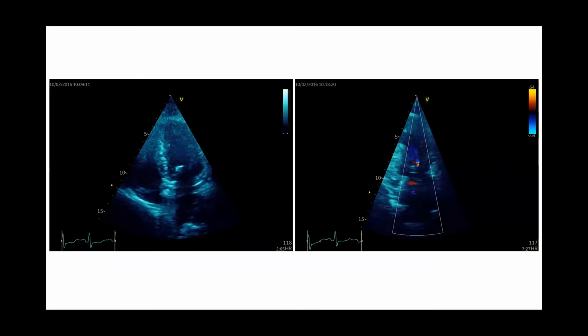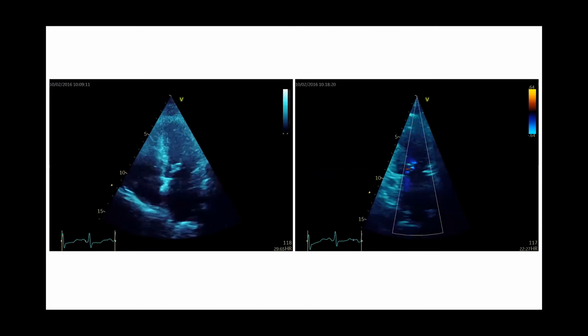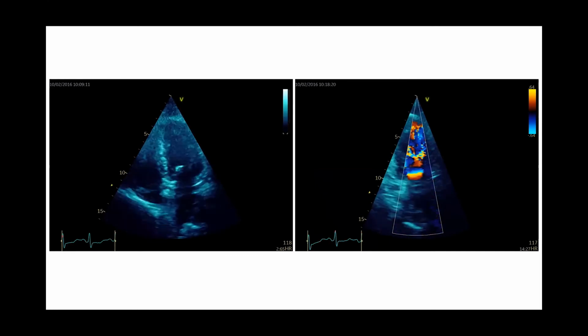And I see on the left side a 4-chamber view. In this view, I can appreciate the left atrium is dilated. Left side is 2-chamber. Is it? Oh, sorry. Left side is 4-chamber. Right side is 2-chamber. I mean, yes.